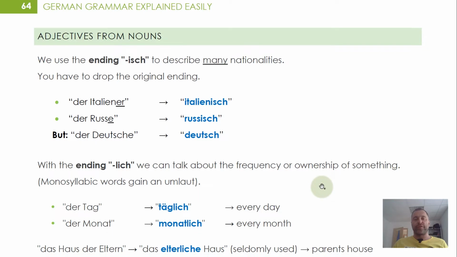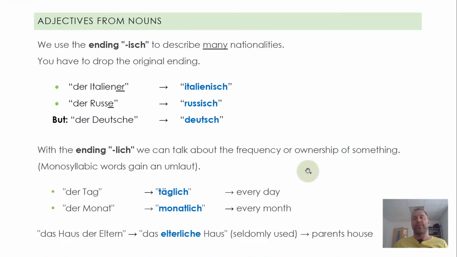And adjectives from nouns, here we actually have several options what we can do. For example, we can add the ending isch, and this describes, for example, many nationalities. Again, here we also have to drop the original ending. We have der Italiener, so the Italian, and italienisch. Italian. Der Russe, so the Russian, and russisch. Russian. In English, it's the same. But pay attention, der Deutsche, so the German, and deutsch. German. So there is no 100% thing here if it comes to adjective creation.